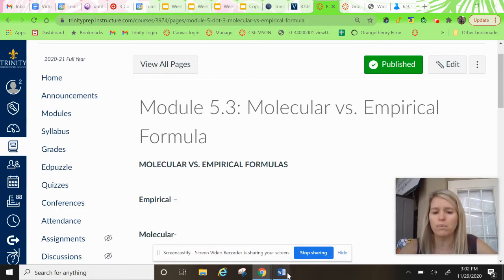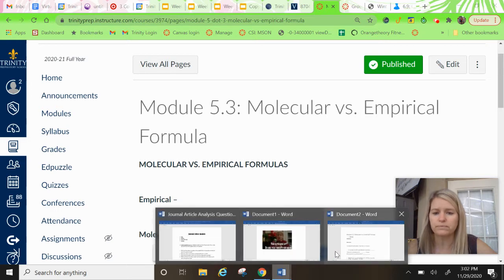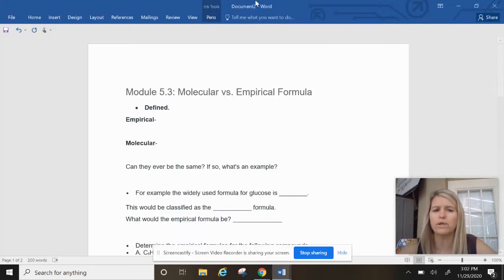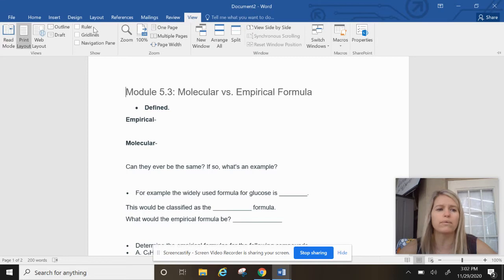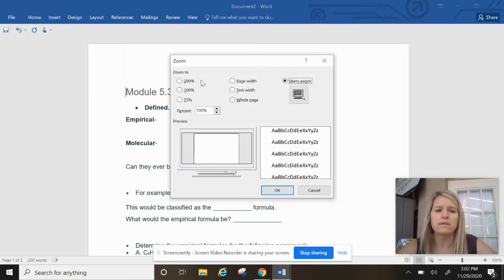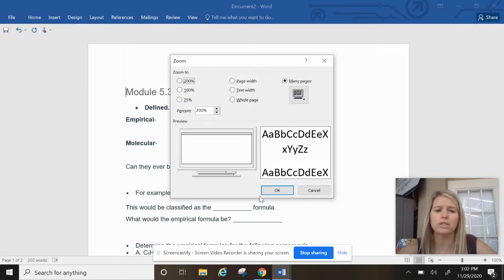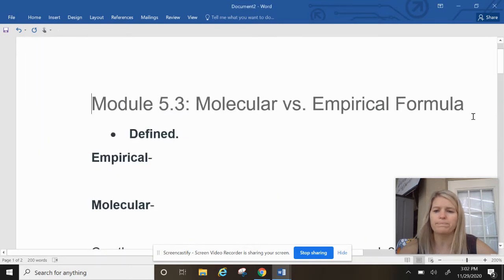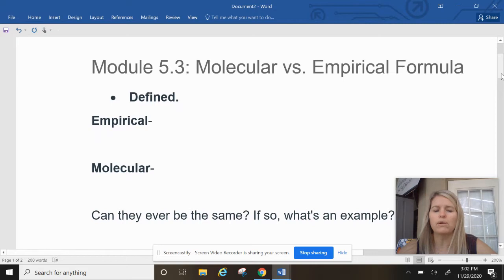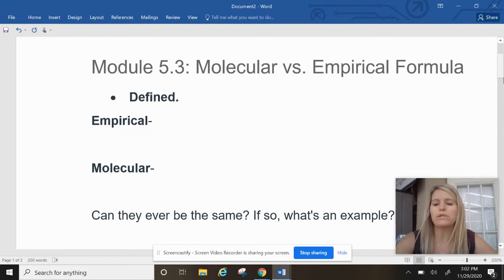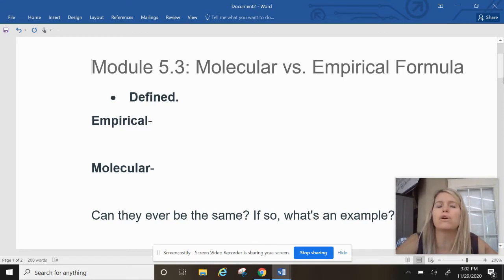I'm going to pull it up on Word here so I can actually write on it. Today we're looking at the difference between the molecular and the empirical formulas. Let me make this bigger. The molecular formula is typically the formula that we normally use when we talk about sucrose or glucose or water or anything like that. We're talking about the molecular formula.